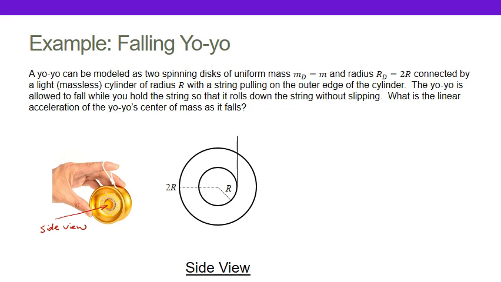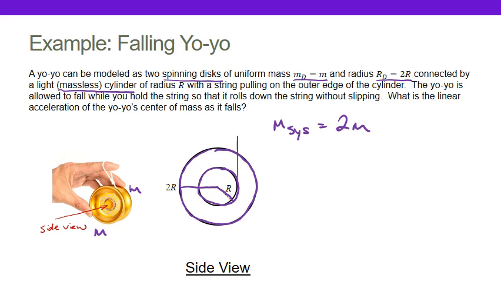So we have a model of a yo-yo, which I've modeled as two disks. They each have a uniform mass and a radius, and they're connected by a cylinder. So this inner ring is a cylinder with a radius r, and the disks themselves are these outer rings, which have a radius of 2r. Now, the connecting cylinder is massless, but since our individual disks each have a mass of m, and there are two of them, then the mass of our system is going to be 2m.